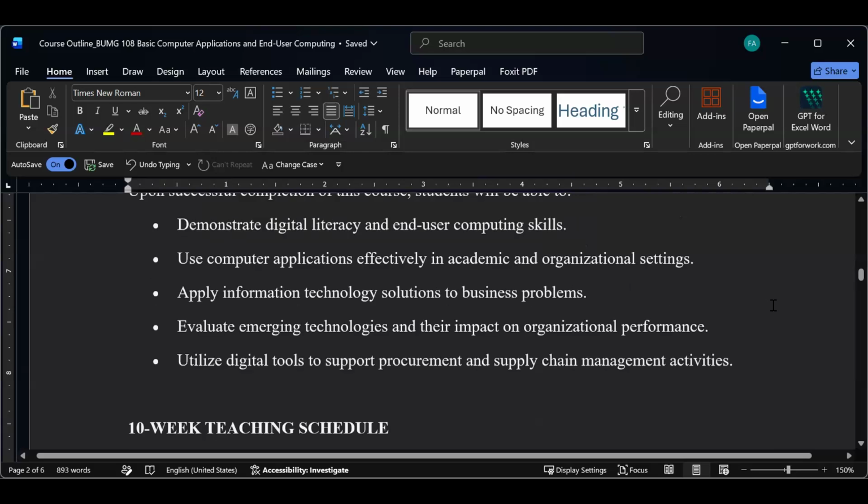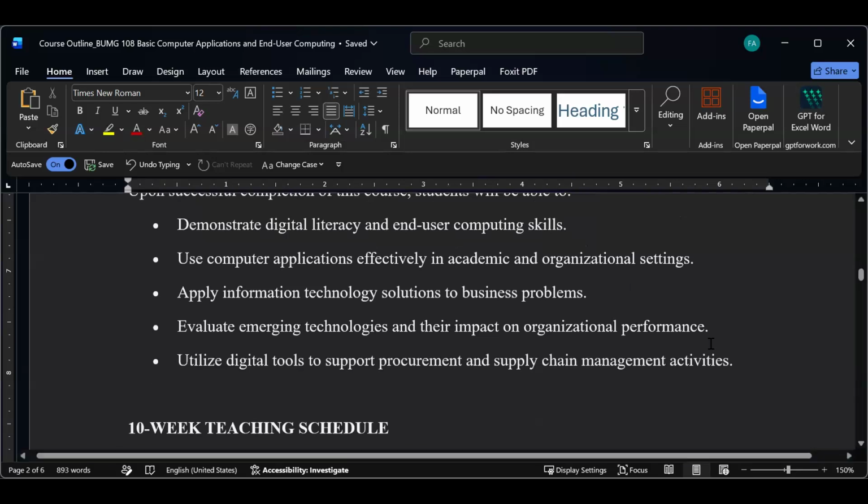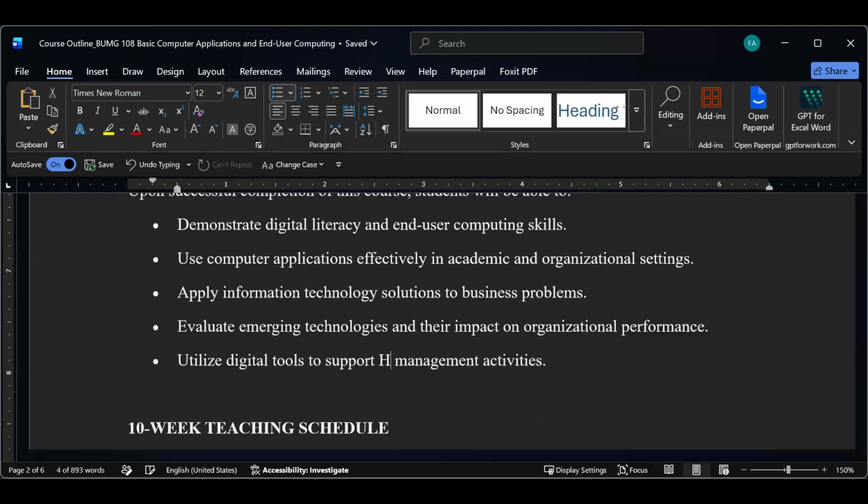Before we end it, you have to show that in academic settings, you can effectively use the various applications and apply information technology solutions in business to solve business problems. Of course, we evaluate emerging technologies and how they impact on organization performance and the tools required to support. So now this is going to be HRM activities.